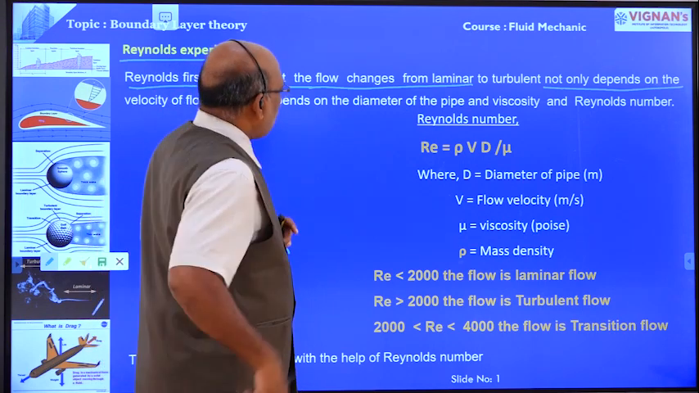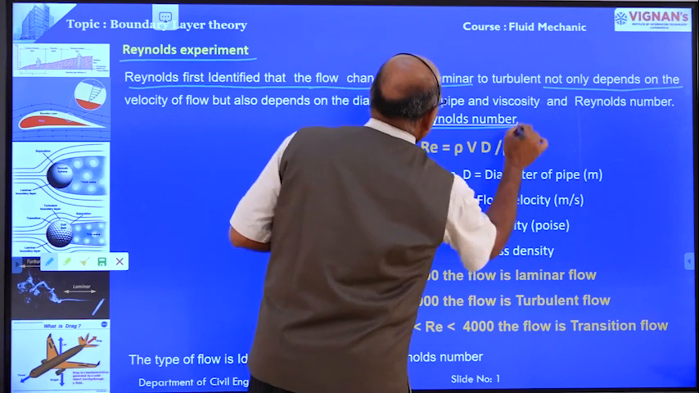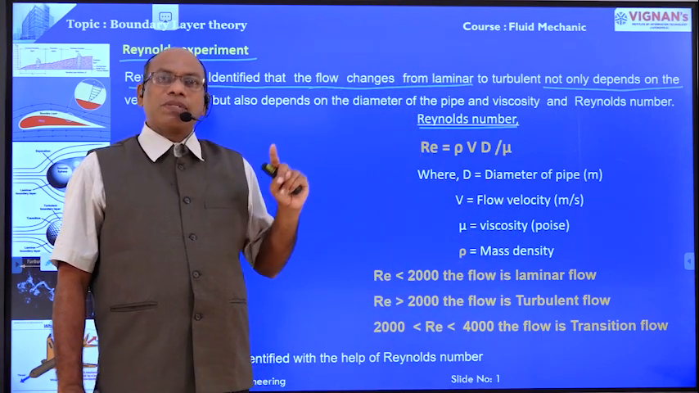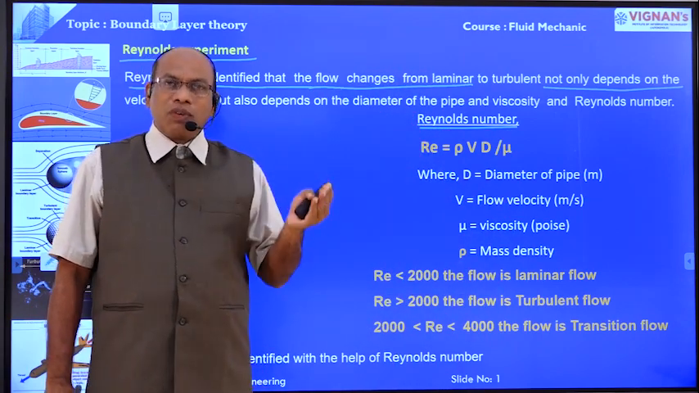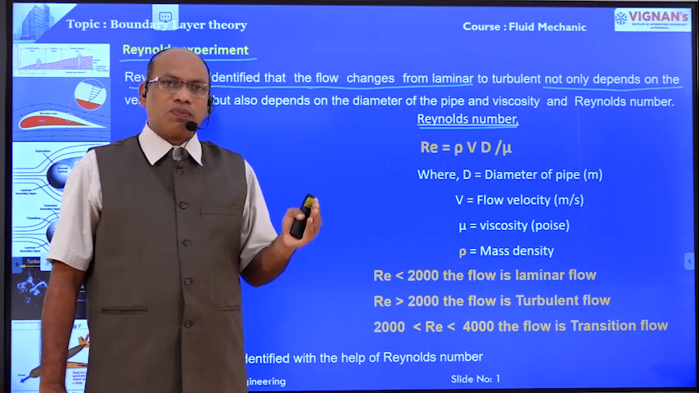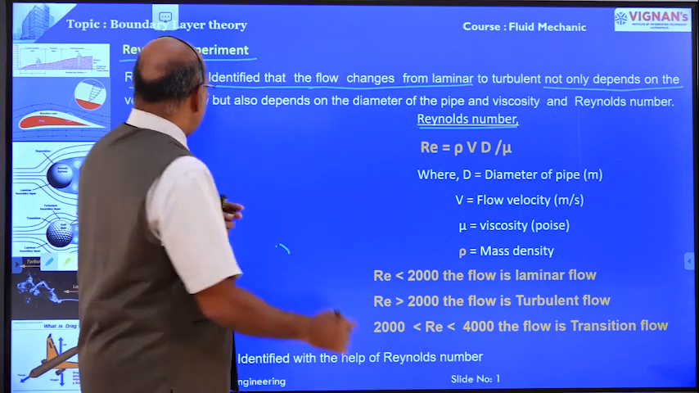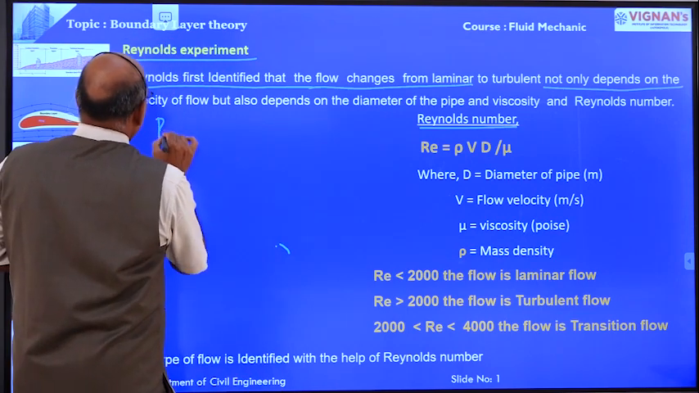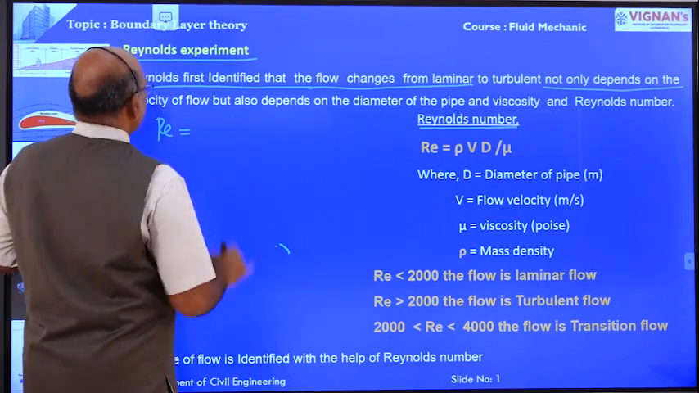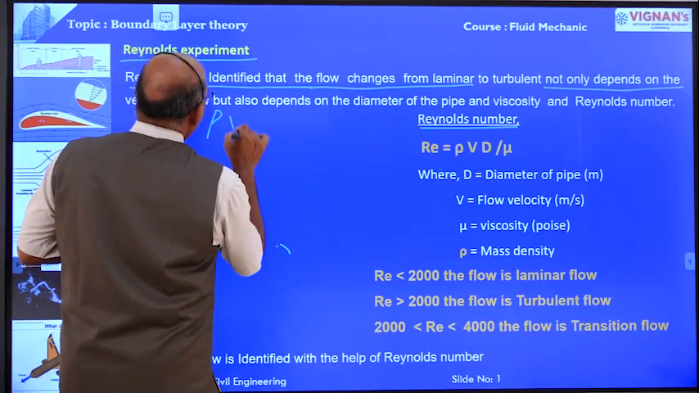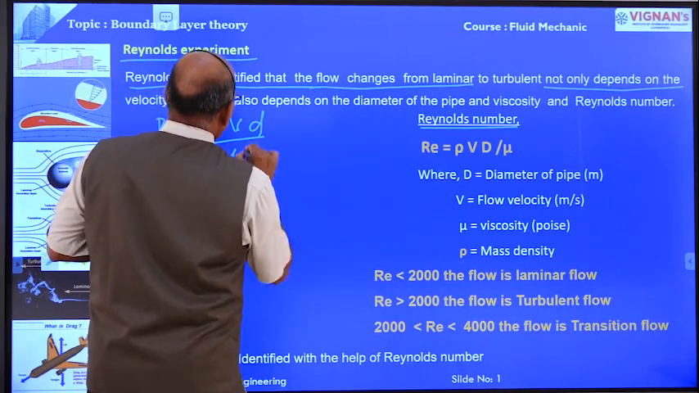Now, the type of flow in pipes, that is laminar flow, turbulent flow or transition flow, is classified based on the Reynolds number. Reynolds number Re is equal to rho V d by mu.